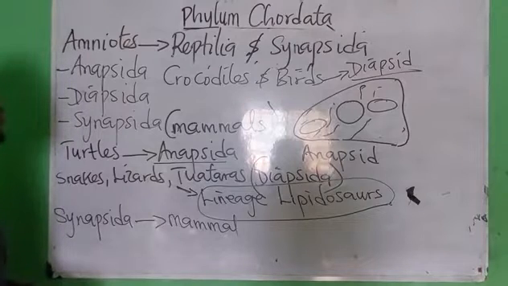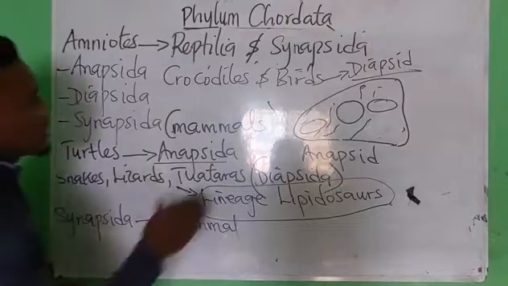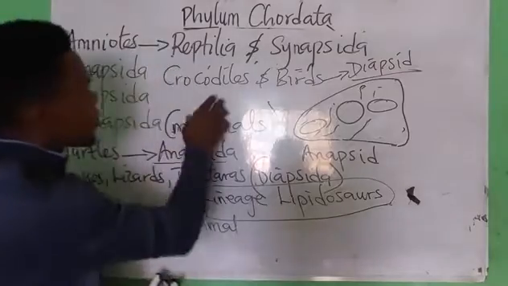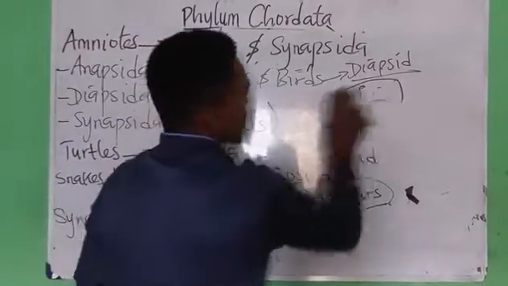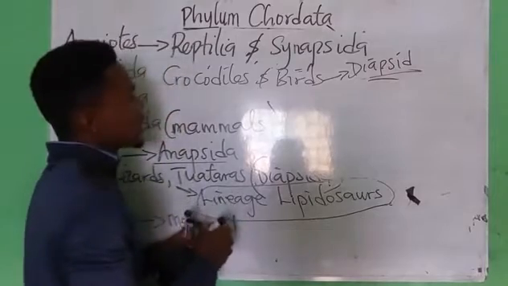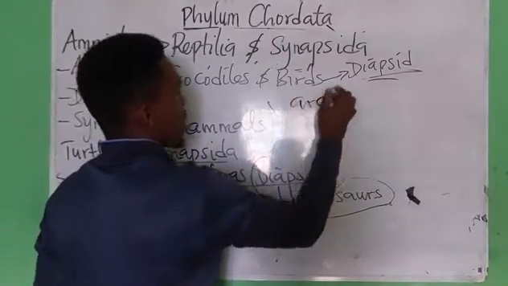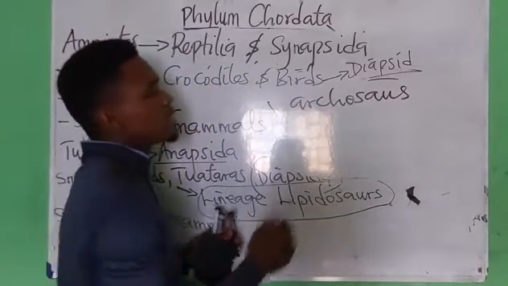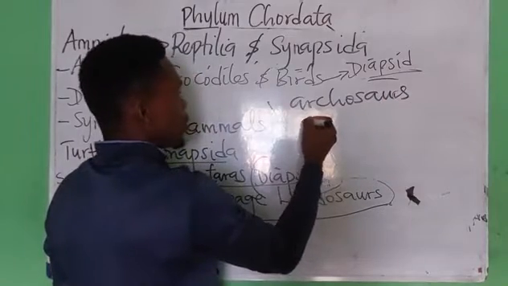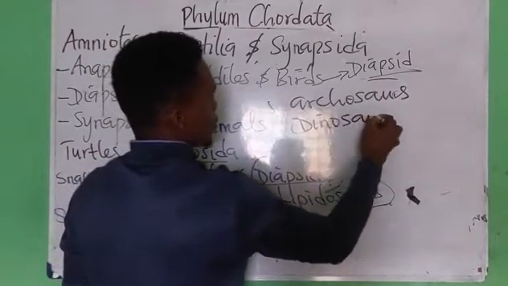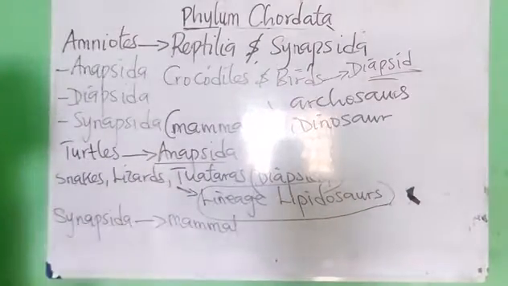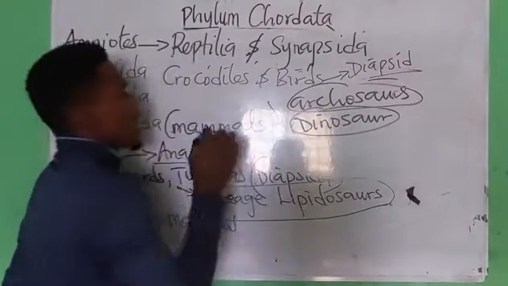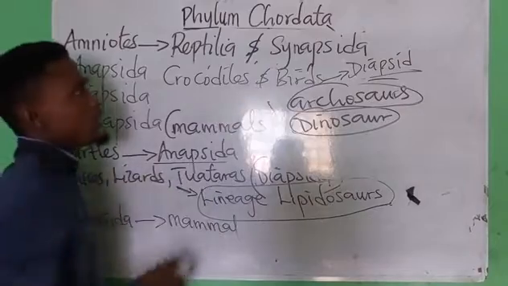Crocodiles and birds are classified under a lineage called archosaurs. They were also formerly categorized into the lineage dinosaur. Please take note of that. So the lineage dinosaur archosaurs are associated with crocodiles and birds.